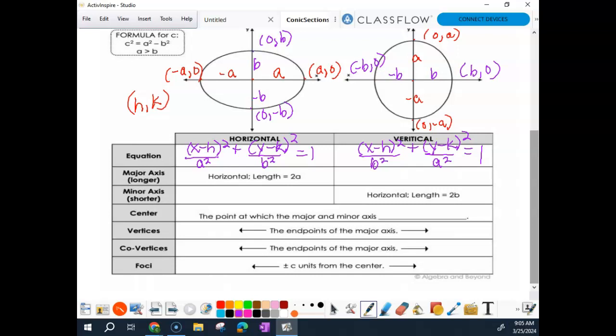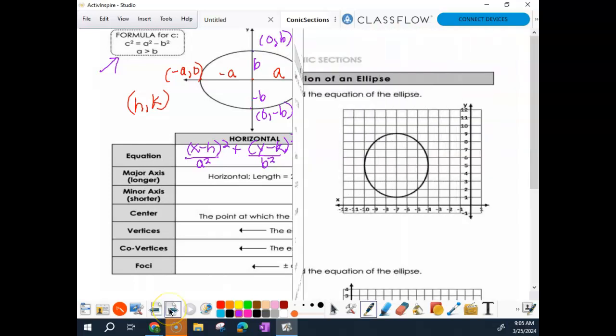And we're just going to leave the rest of this, but I want you to remember this. We're going to come back and talk about it, but it's called the focus. And we're going to take the A squared, which is the biggest one, minus the B squared. It's going to work just like the Pythagorean theorem. Okay? And we'll come back to that.